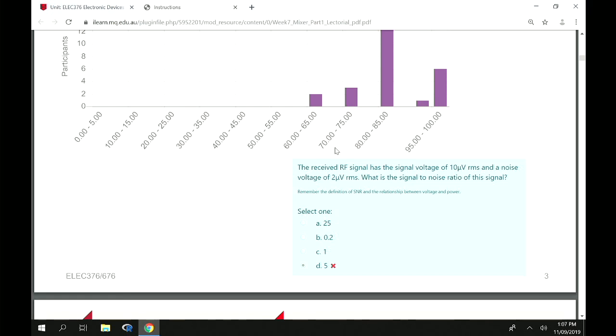So that'll give you 100 divided by 4. It'll be 25. I think most people just divided 10 by 2 and got the answer 5, which is wrong.